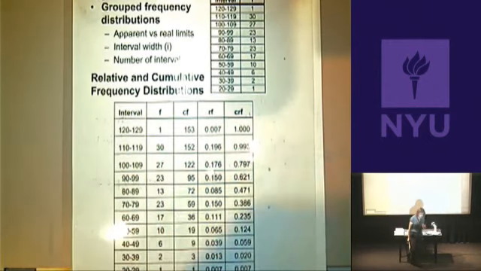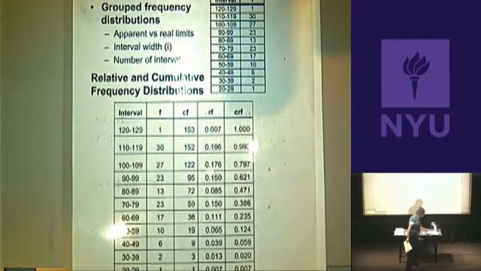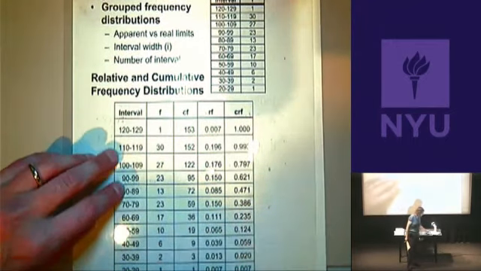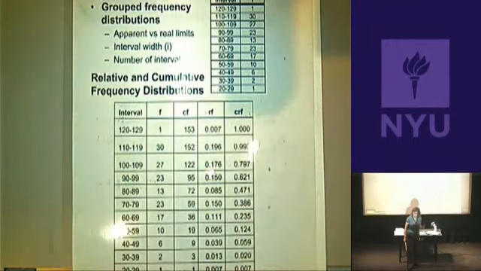But what if the value I was interested in was 112? How would I find the percentile rank there? Does anybody know there's a term, actually, what you would have to do? Yeah. Interpolation. You would have to interpolate to figure out exactly what the percentile rank was from a grouped frequency distribution.